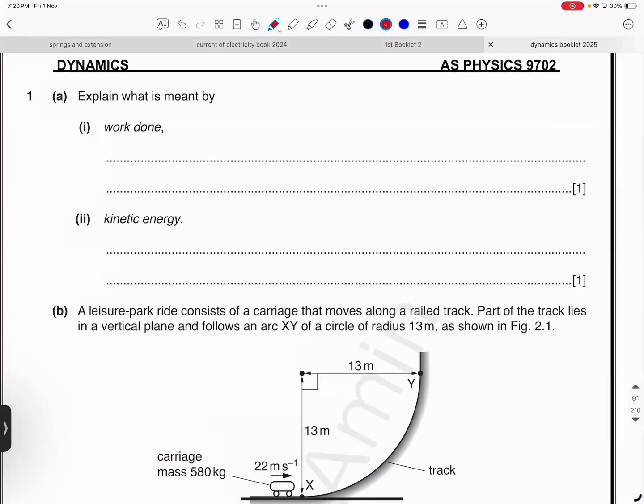Right. So now we will be solving structured questions, paper 2 for dynamics. There might be some other questions from other topics like definitions or reasoning, so just accept them, please. So the first question is work done.